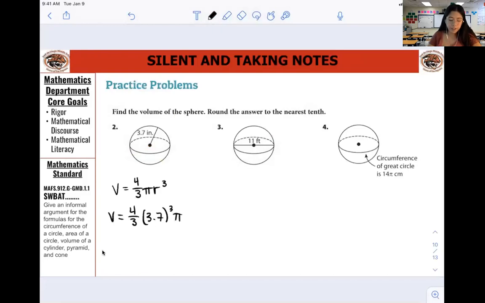When you do this on your calculator, I would say the best thing to do is start with this. So do 3.7 to the power of 3, multiply that times 4, and then divide it by 3. That's the best way to do it on a calculator. So go ahead, take a moment, see what you get.